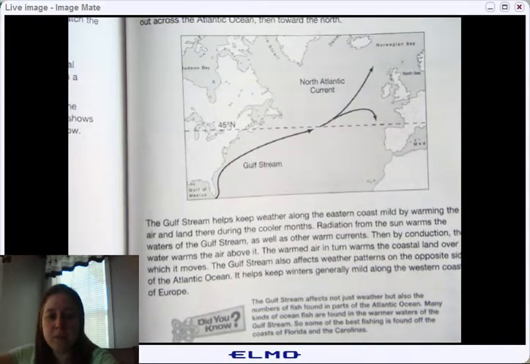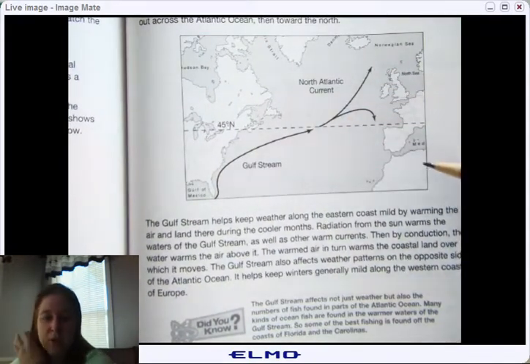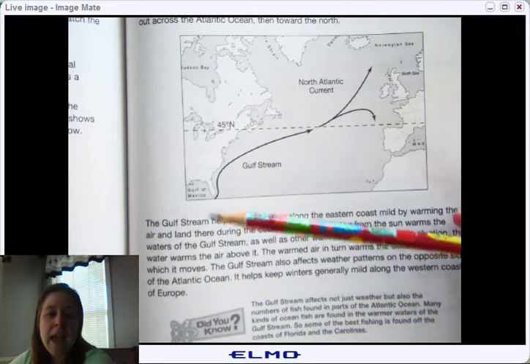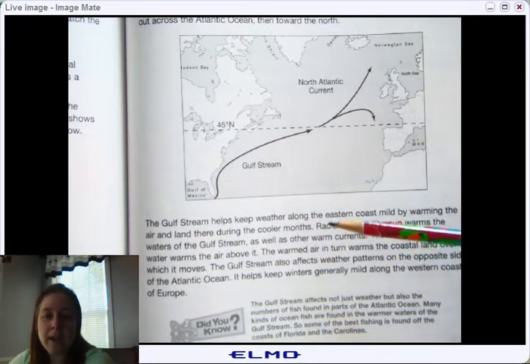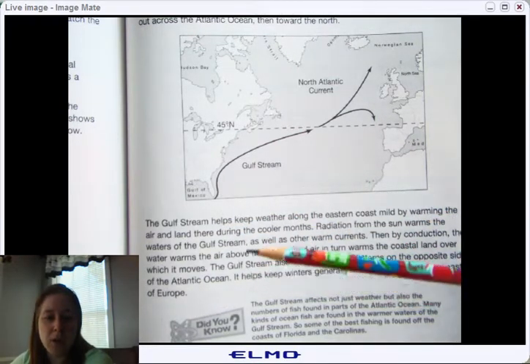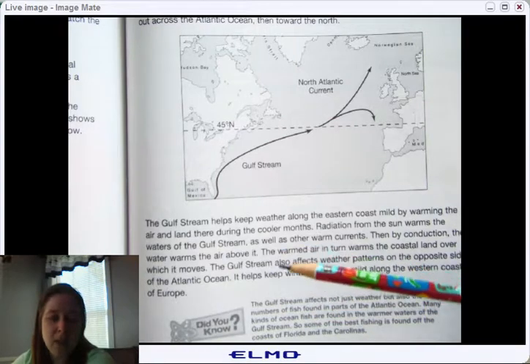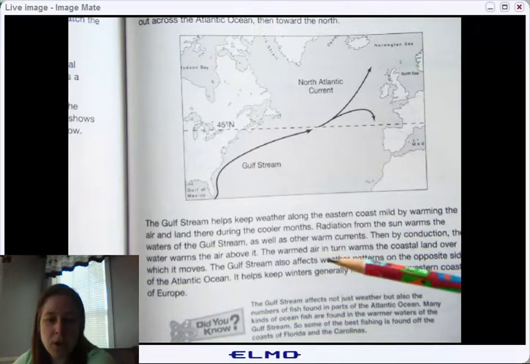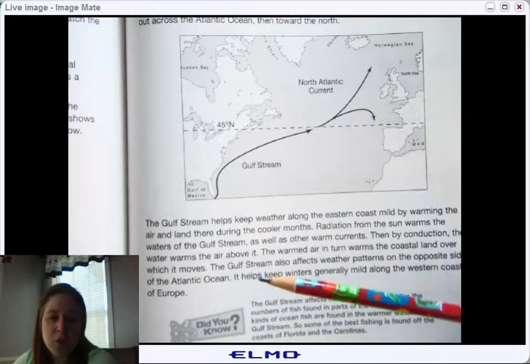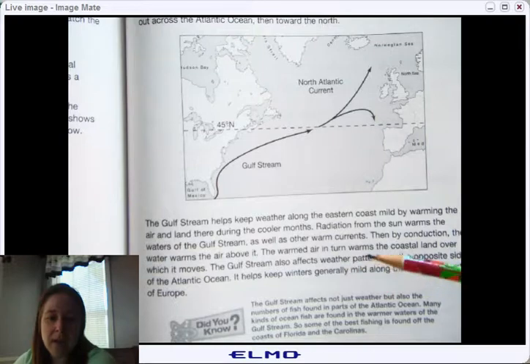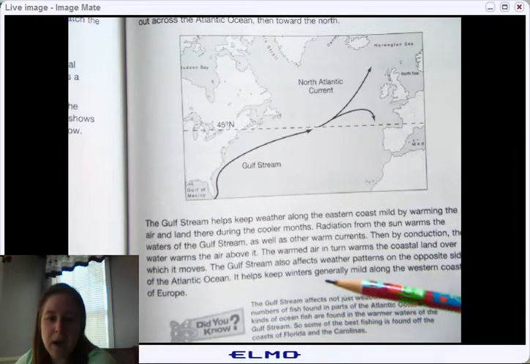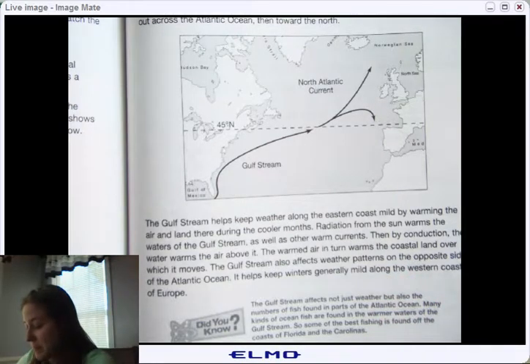The Gulf Stream helps keep weather along the eastern coast mild by warming the air and land during the cooler months. Radiation from the sun warms the waters of the Gulf Stream as well as the other warm currents. Then by conduction, the water warms the air above it. When warm water moves over coastal land, it warms the air. The Gulf Stream also affects weather patterns on the opposite side of the Atlantic Ocean. It helps keep winter gently mild along the western coasts of Europe.